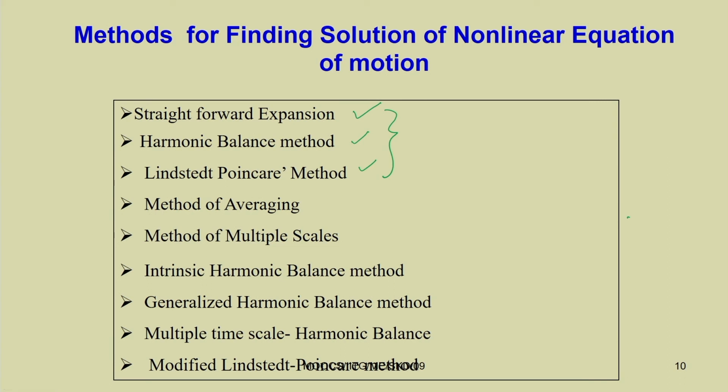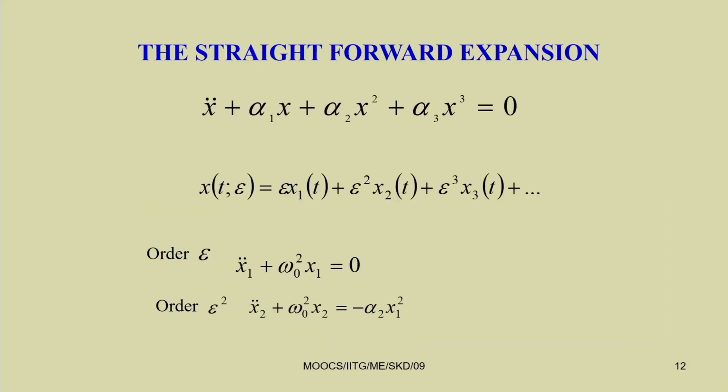Already we have seen the straightforward expansion. Today I will tell regarding the Lindstedt-Poincare method and the harmonic balance method. In the straightforward expansion method, you have seen that we directly expand the equation. For example, let this be the nonlinear governing equation having quadratic and cubic nonlinearity. Just now you expanded x(t, epsilon), where epsilon is a bookkeeping parameter, which is much less than 1.